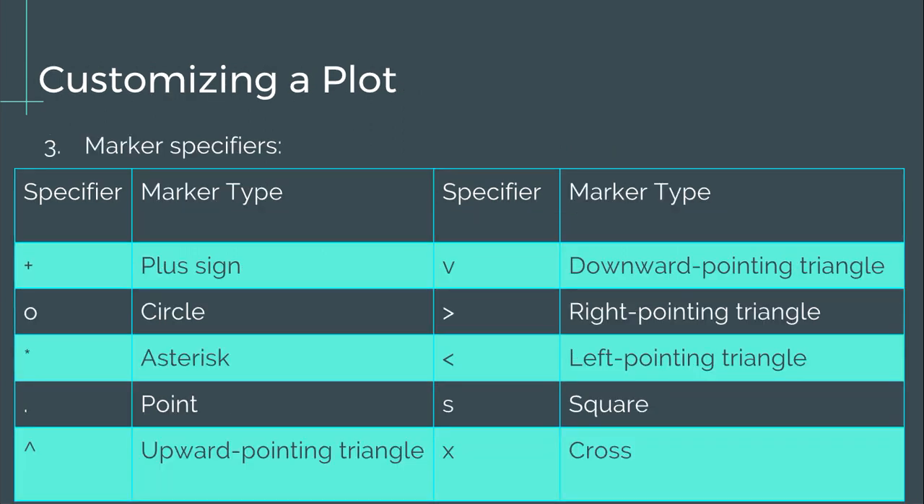Next, we have marker specifiers. The marker types and marker specifiers are displayed here. For the plus sign, we use plus. For circle, we use o. For asterisk, we use star. For point, dot. For upward pointing triangle, we use the caret sign. For downward pointing triangle, we use v. For right pointing triangle, we use greater than. For left pointing triangle, we use less than. For square, we use s. For cross, we use x, and so on.